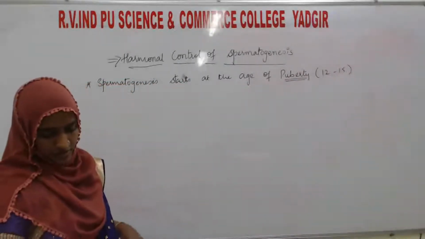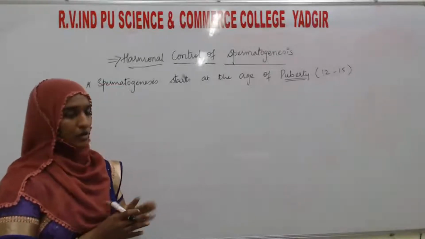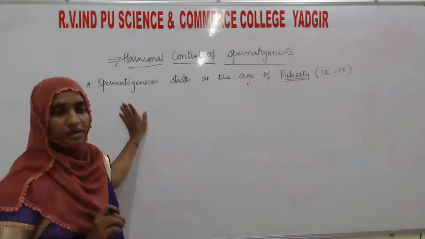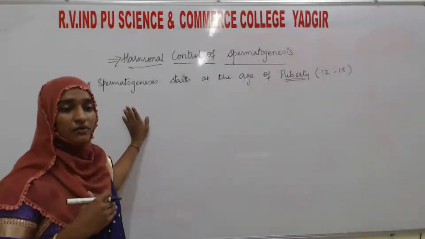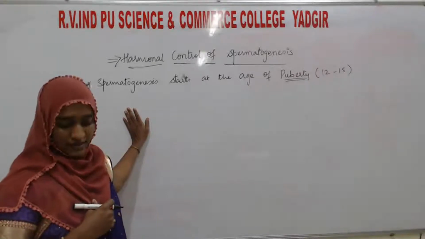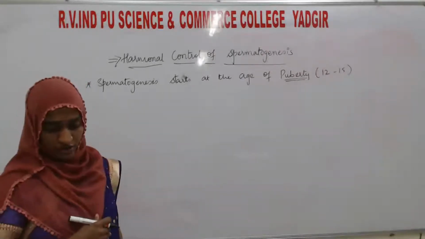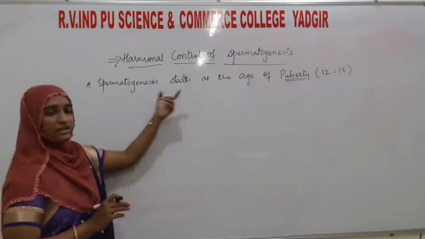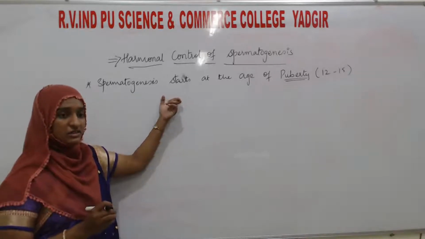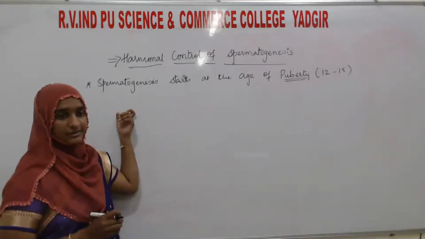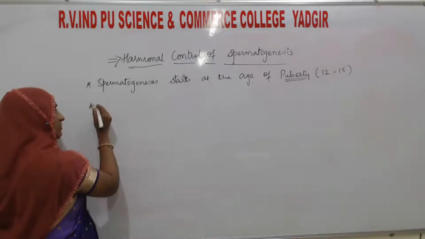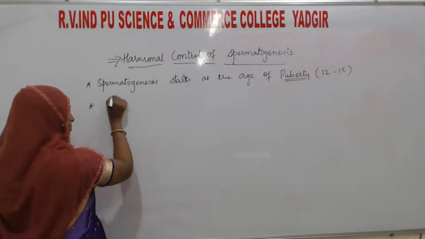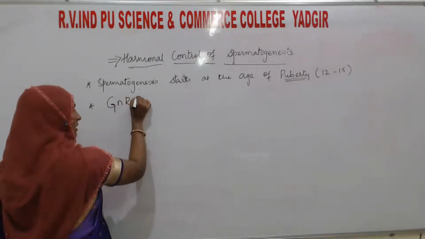The next thing: what happens during puberty? Why does spermatogenesis take place at the age of puberty? There is an increase of some hormones. What are those hormones? There is an increase in the secretion of gonadotropin releasing hormone. At the age of puberty, due to the increase of this hormone, known as GnRH, spermatogenesis is caused.